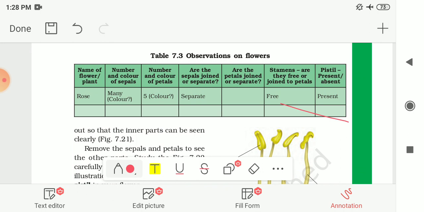So to see the inner parts of the flower clearly, you have to cut it open. Here in the first column you have to write the name of the flower or plant, then the color of sepals, color of petals and number of petals. Then, are these sepals joined together or separate from each other? Write the same for petals, and the last two you do not have to write now.